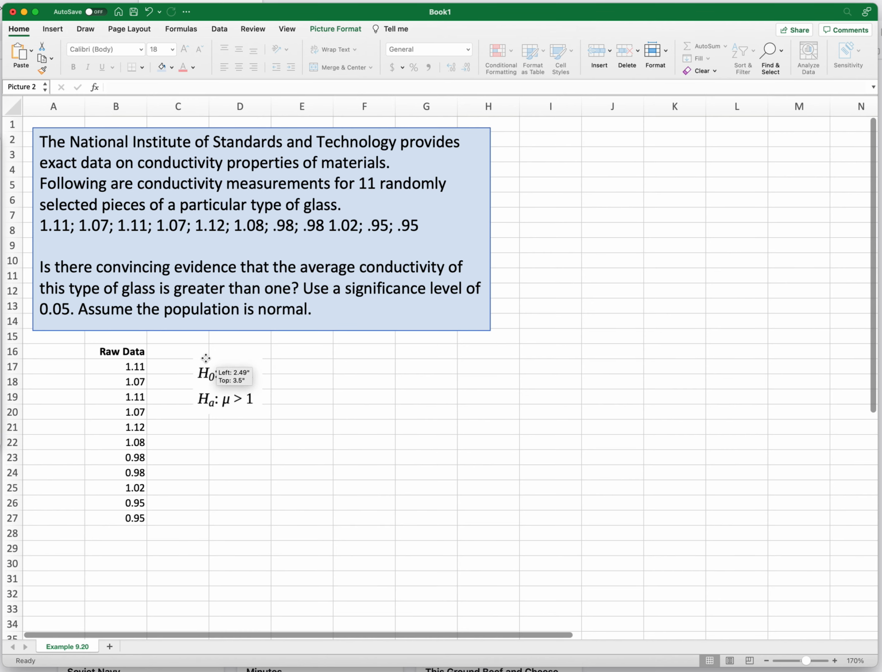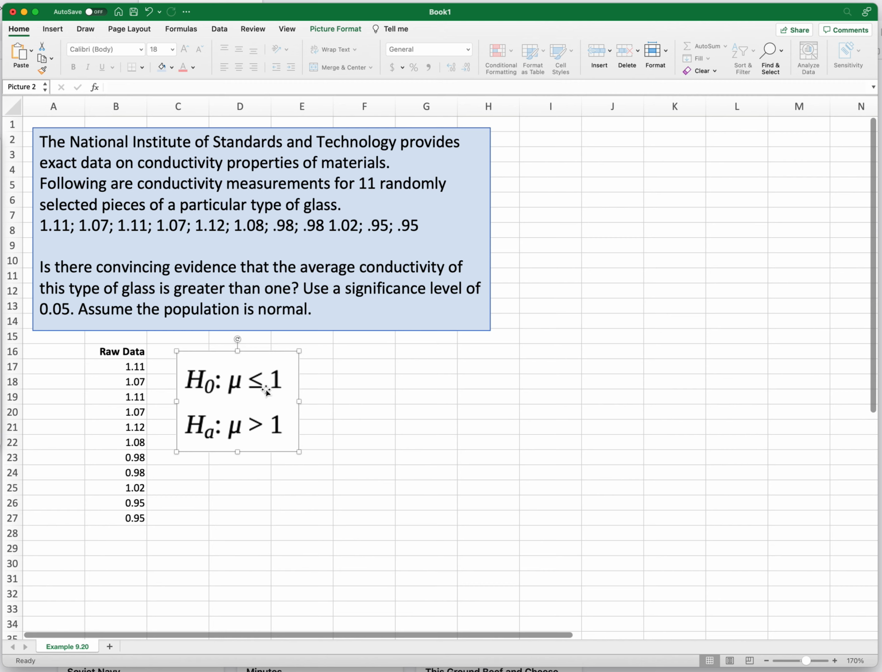If we look at it, it's the probability that the conductivity is less than or equal to 1, because we want to show that it's greater than 1. So in this case, it would be easier to talk about the alternative hypothesis and say mu is greater than 1, which means the null hypothesis has to be less than or equal to 1.